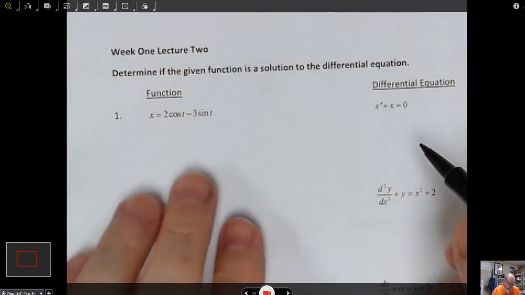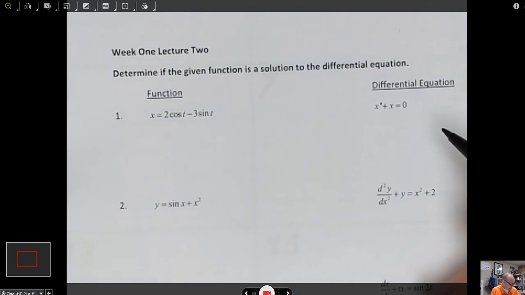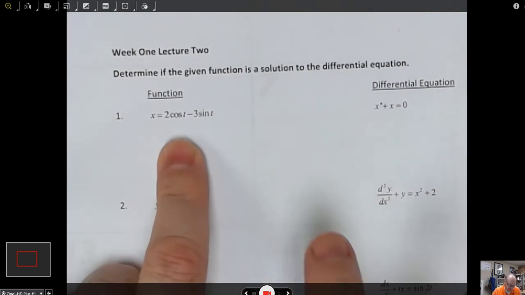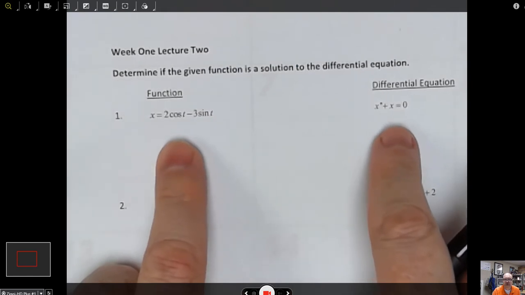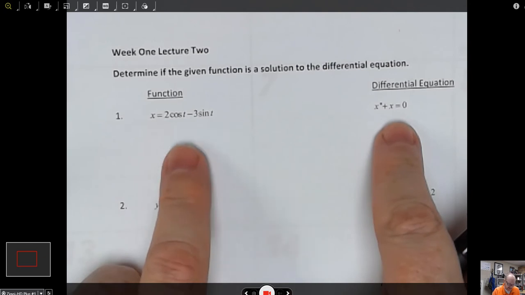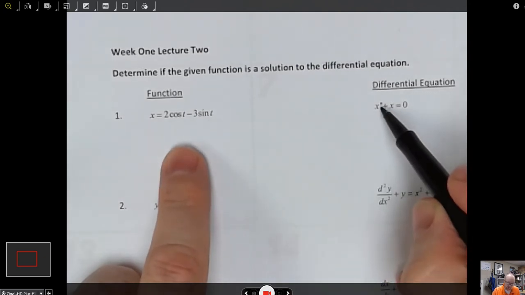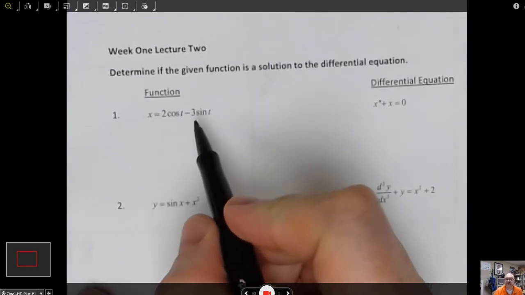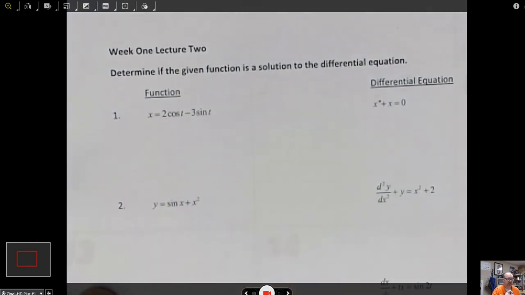So if you look on your handout at number 1, I've been given a function, and then I want to know, does that function satisfy this differential equation? So this is actually the problem that I'm working, but to do that, I need x double prime in this case and x. Of course, I've been given x, so let me find its first derivative.